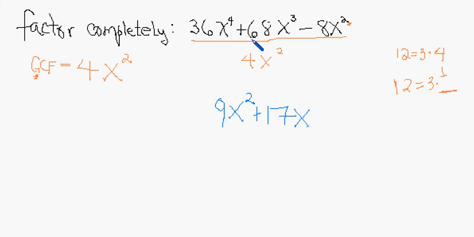How do we get 17x? Well, 68 divided by 4 is 17. And x to the third divided by x squared, well, it's just x. Because remember, we subtract the exponents of the variables when we divide.